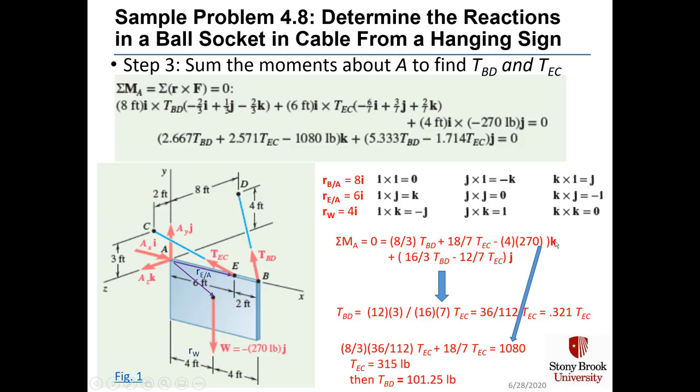That's where we get 18/7 T_EC times k. And the next term is 6 i crossed with 2/7 k is 12/7 times i cross k, and that's minus j, and that's where we get this term, minus 12/7 T_EC. This leads to two equations and two unknowns. You sum the multipliers of k to 0 and sum the multipliers of j to 0, and that's all I've done here at the bottom of the slide. And then you get T sub EC is 315 pounds and T sub BD is 101.25 pounds.